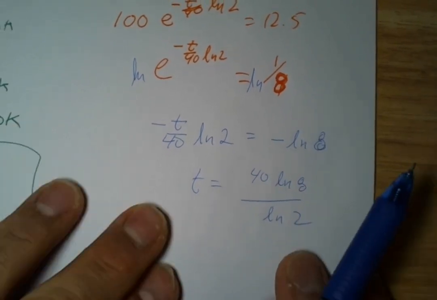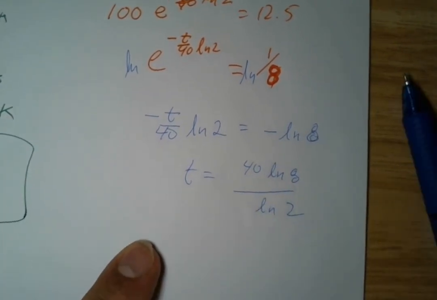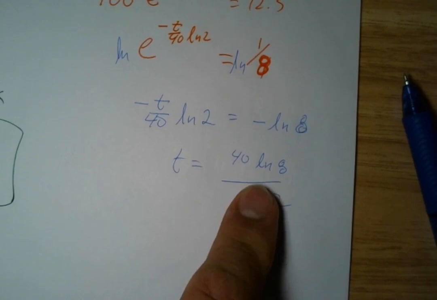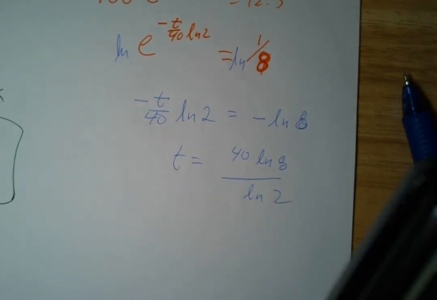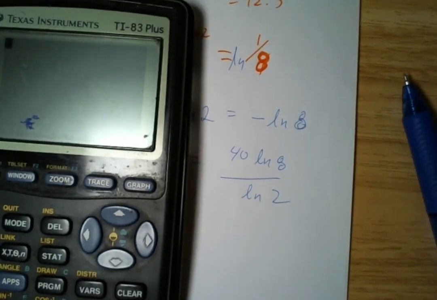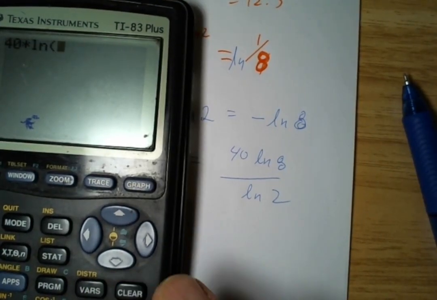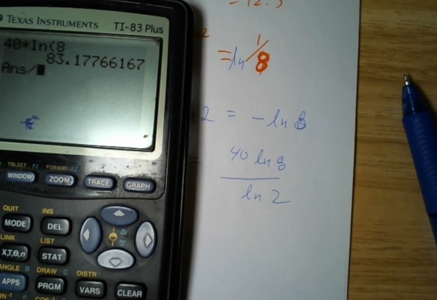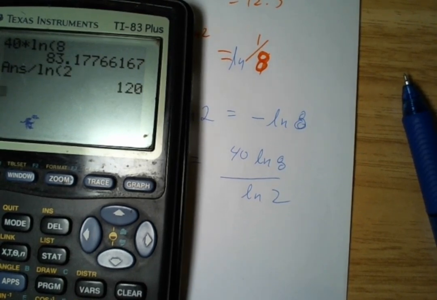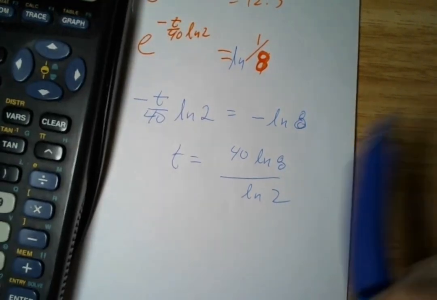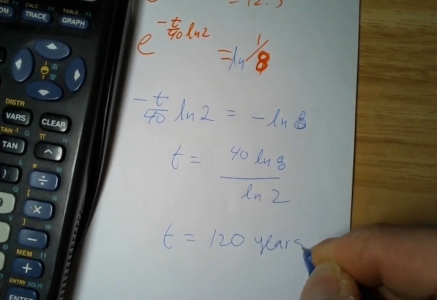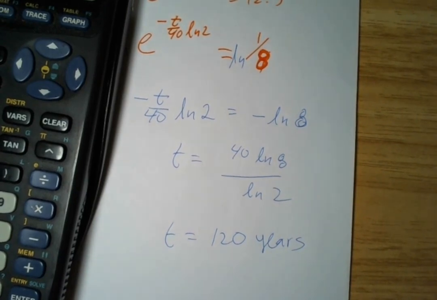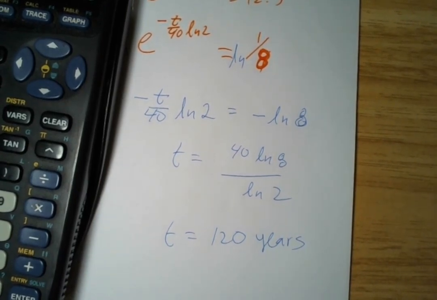Now I'm almost done. We'll plug this into our calculator and see how many years that is. Remember, this is not the quotient rule, since we have two different logs. So we plug in 40 times ln of 8 divided by ln of 2, and we get 120 years. 120 years to be reduced to 12.5 grams.